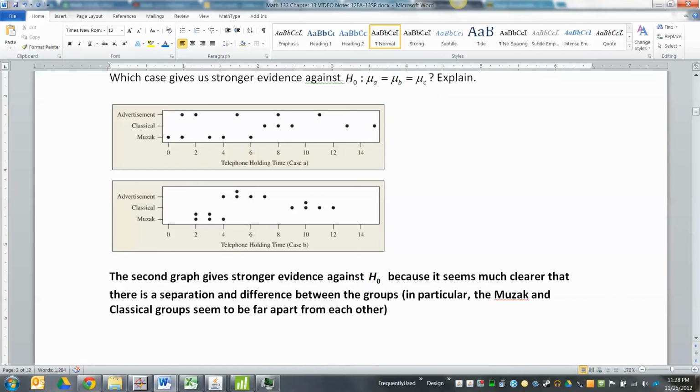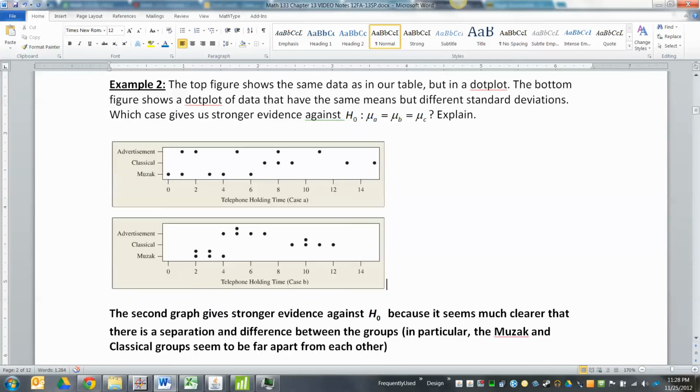Now you can see the second graph gives stronger evidence against the null hypothesis, because it's much clearer in that second graph that there's a big separation between these groups, in particular the Muzak group from the classical group. Right? You can see that they're very far apart from each other. Muzak's way over here, classical's way over here. Okay. So which of those gives stronger evidence? The second one, which is a made-up one.